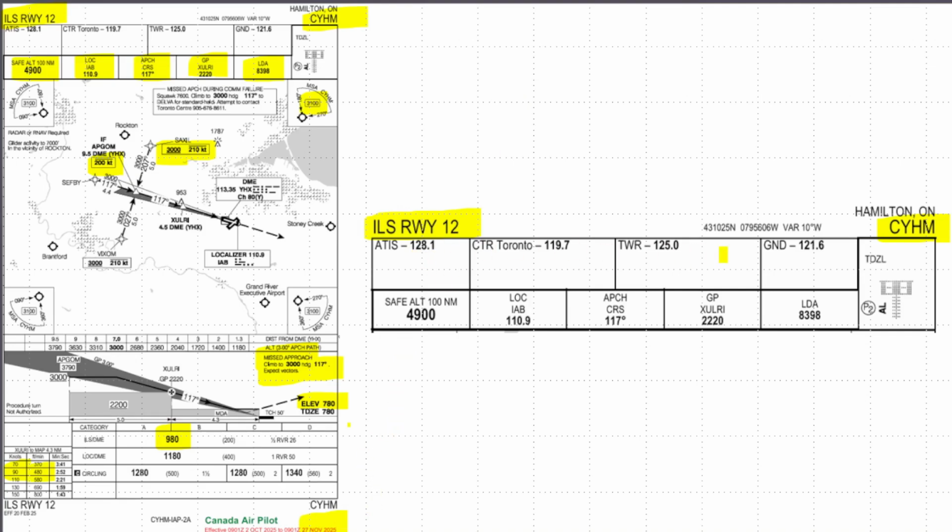So we have a bunch of frequencies here. I personally think this is just good to keep in mind, but I don't think it's a critical element of this approach, so I wouldn't really brief it.